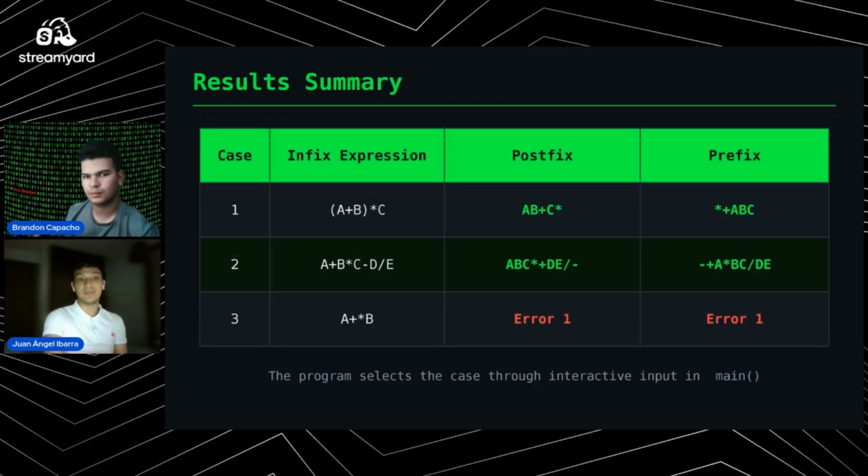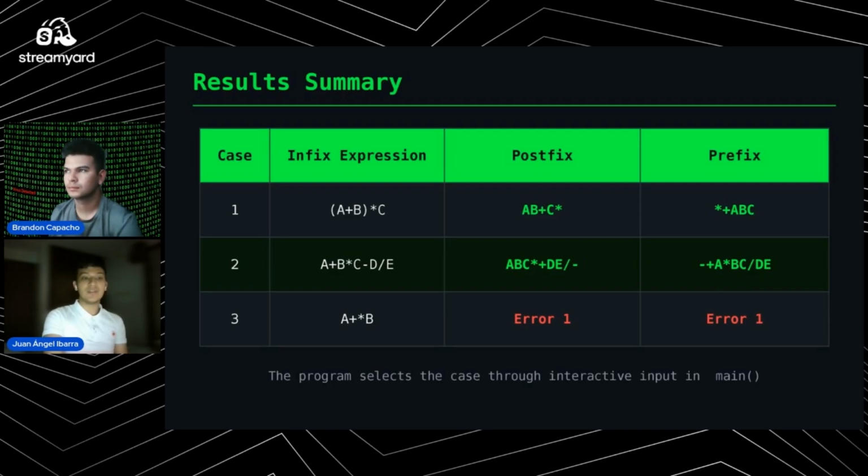Section 10, results summary. The three test cases produce exactly the results the assignment specifies. Case 1, with the infix open A plus B close times C, gives the postfix A B plus C times and the prefix times plus A B C.